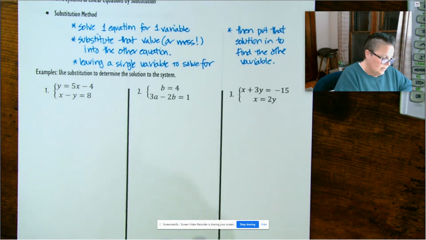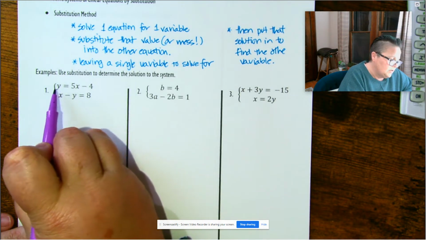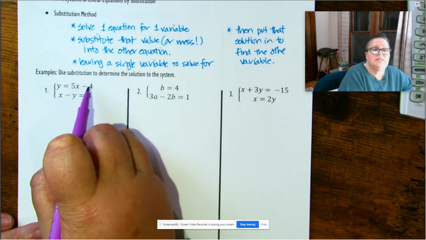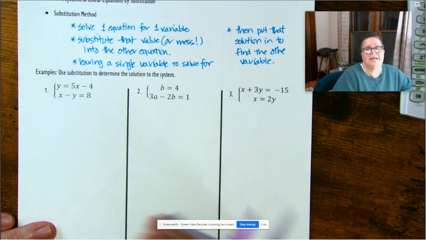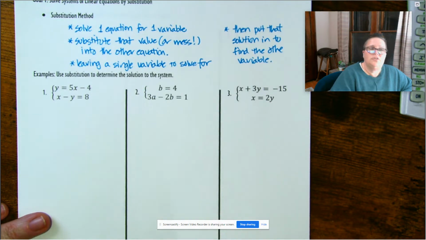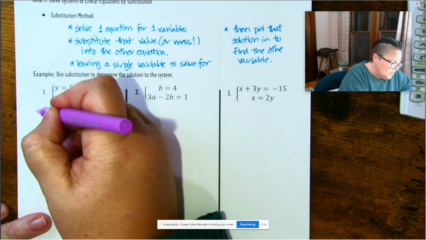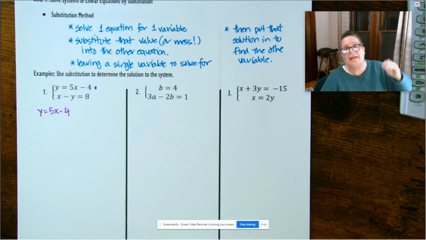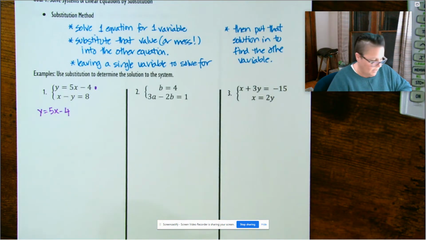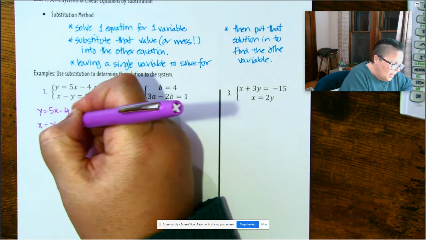All right. In the very first system, we have 2 equations. In the first equation, we know that y is equal to 5x minus 4, and our second equation says that x minus y is equal to 8. Do you see how this equation is already solved? We know y is equal to 5x minus 4. We have already isolated y. y is already known and solved for.